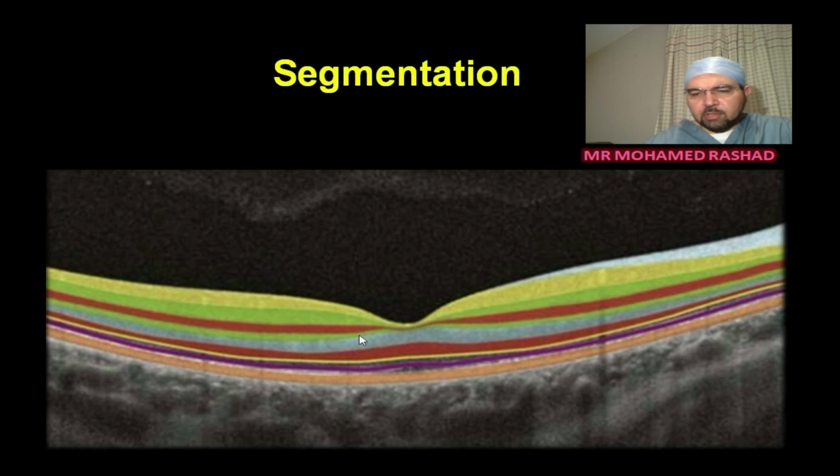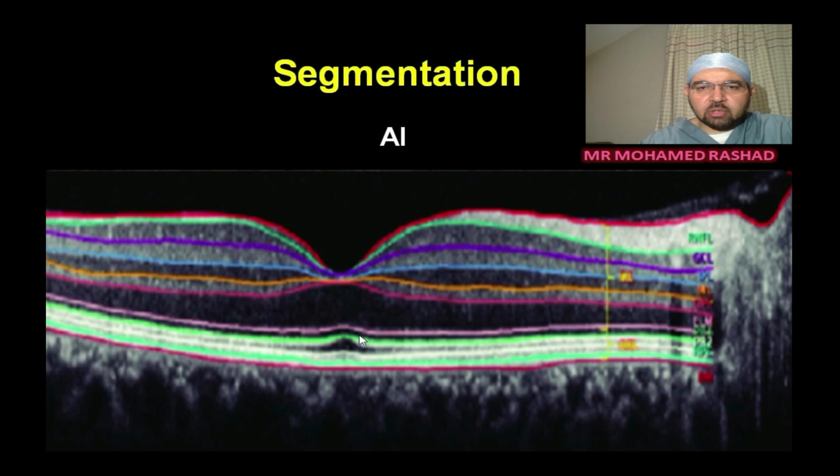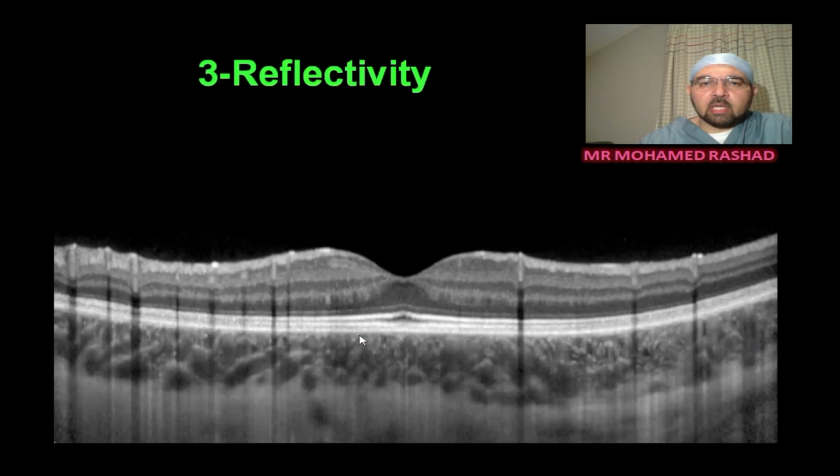The segmentation of the layers can be done now by software, and artificial intelligence is also using this segmentation. Some machines are doing this segmentation to identify the ganglion cell layer, for example. This is important in glaucoma follow-up as well.